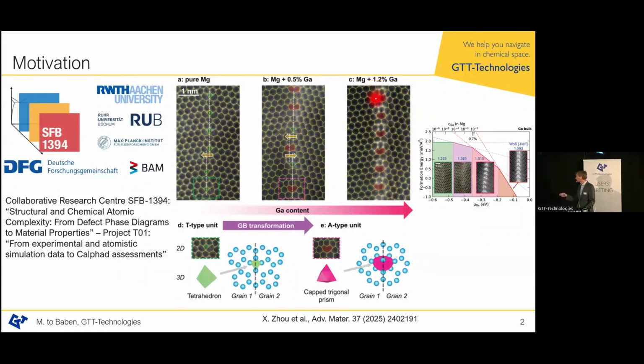So if you look at the structural motifs here, these red ones, which are the so-called A-type structural motifs, they are different from the T-type structural motifs that you have with the pure magnesium grain boundary. Yeah? And this is the same tilt angle, the same grain boundary left and right. Okay, and then they have developed this defect phase diagram that I don't want to explain in detail here. You can read it up in the publication that's listed down here.